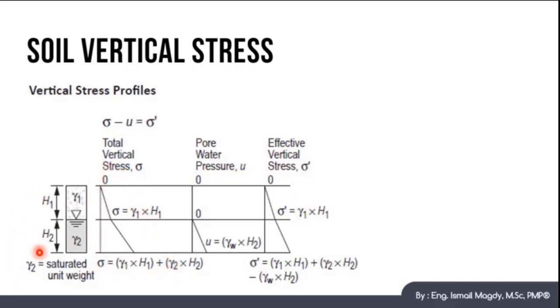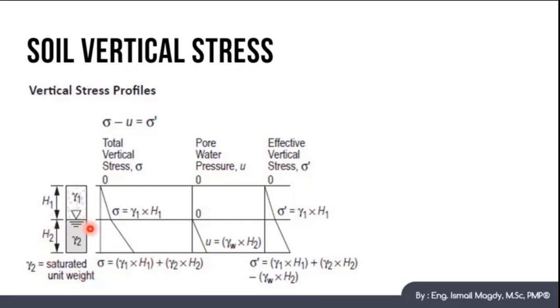If we have these two layers of soil here with H1 and H2 depths and gamma 1 and gamma 2 of soil density, the stress at the bottom of this layer, which is called sigma 1, will equal gamma 1 multiplied by H1, where gamma 1 is the density of this soil and H1 is the height of this layer. While sigma 2, which is the stress at the bottom of this layer, will equal sigma 1, which is gamma 1 multiplied by H1, in addition to the weight of this layer, which is gamma 2 multiplied by H2. So this here will be what we call the total vertical stress.